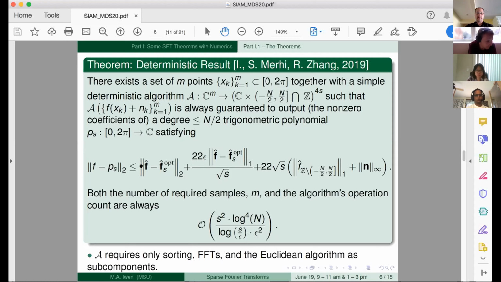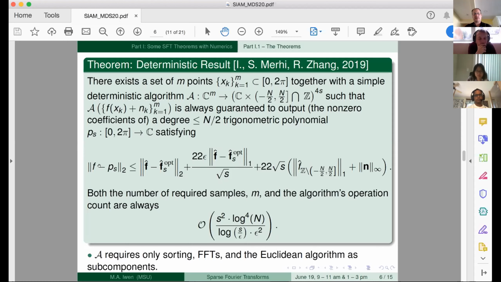It'll be f hat will be equal to fs opt. Again, this term will be 0 for the same reason. If there are no frequencies outside of the range from minus n over 2 to n over 2, this is also going to be 0. And if I have no arbitrary perturbations or noise on my function evaluations, then this term is also 0, right? So I'm guaranteed to recover anything that's exactly sparse perfectly.